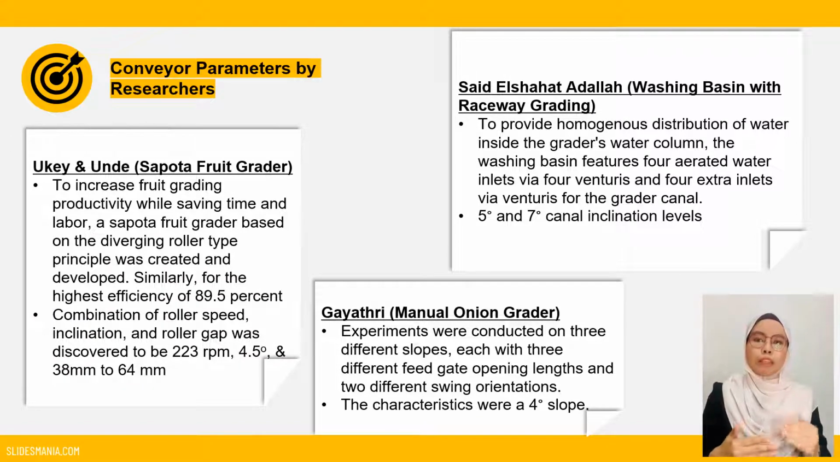platform study of the researcher, UK and Unde Sapota Fruit Grader. To increase fruit grading productivity while saving time and labor, a Sapota Fruit Grader based on the diverging roller type principle was created and developed. Similarly, for the highest efficiency of 89.5%, the combination of roller speed, inclination, and roller gap was discovered to be 223 RPM, 4.5 degrees, and 38 mm to 64 mm.